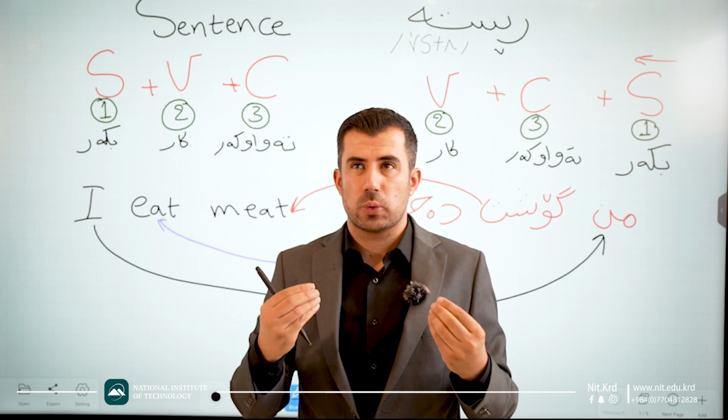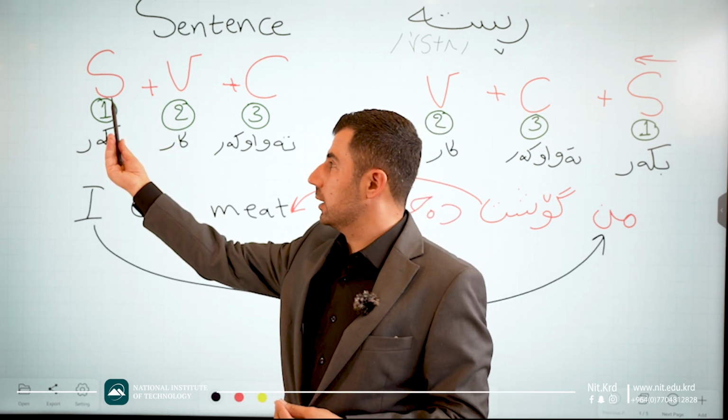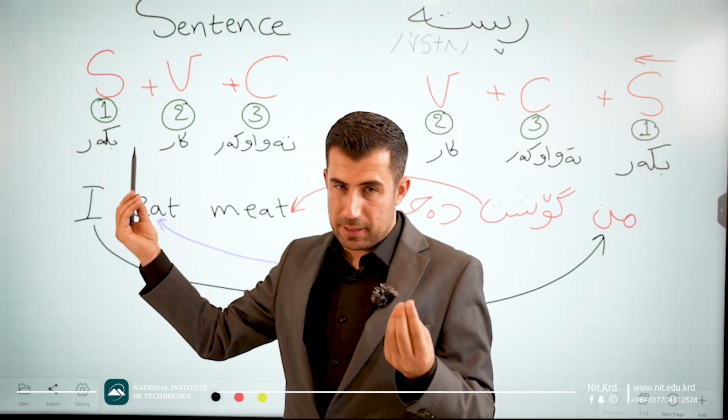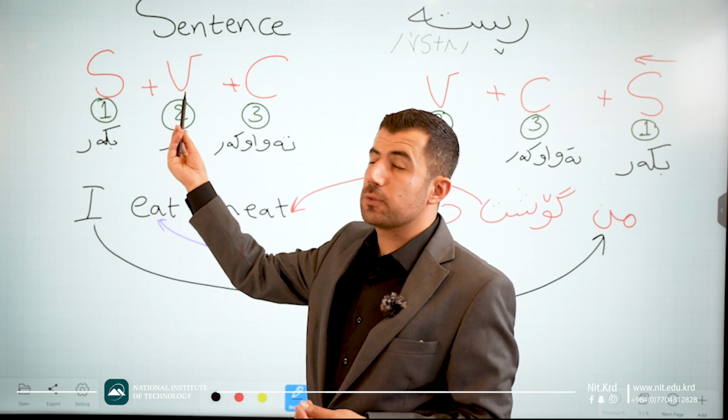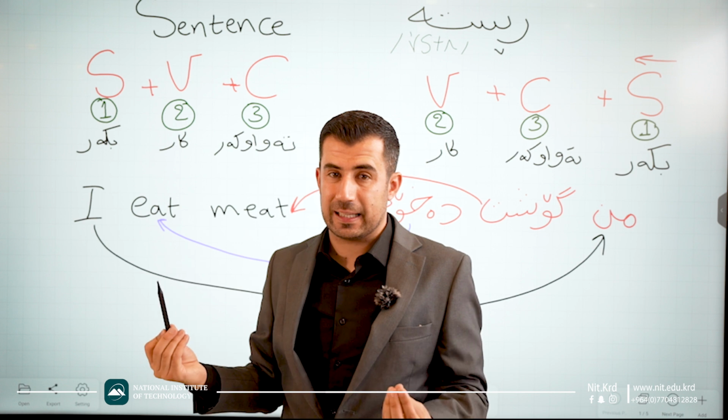We have to follow these simple instructions. First of all, in the rule, we have subject at the beginning, plus verb, plus complement. That is a simple sentence in English.